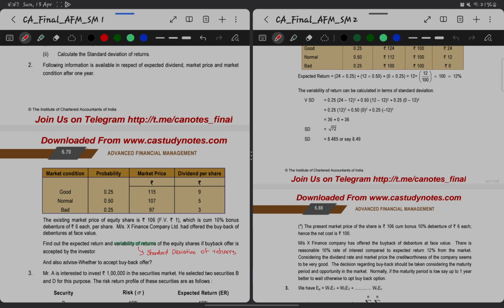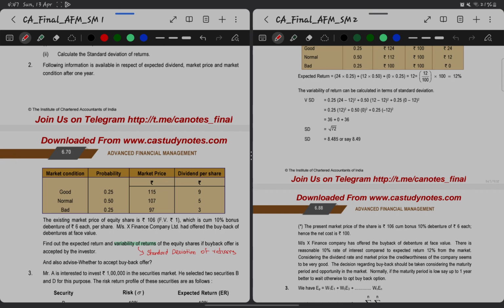Now the existing market price of the equity share is 106, face value being rupee 1, which is irrelevant here, and which comes with a 10% bonus debenture of 6 rupees each per share. So this share has a bonus debenture issued which is costing rupees 6. So the actual cost of the share will be 106 minus that 6 rupees debenture, which will be just 100 rupees.